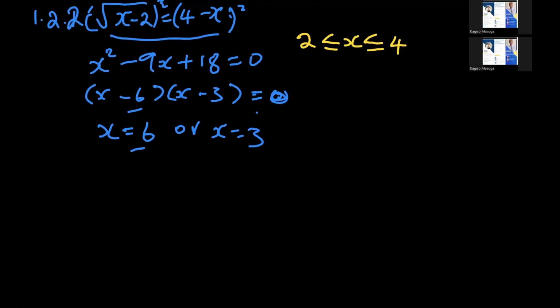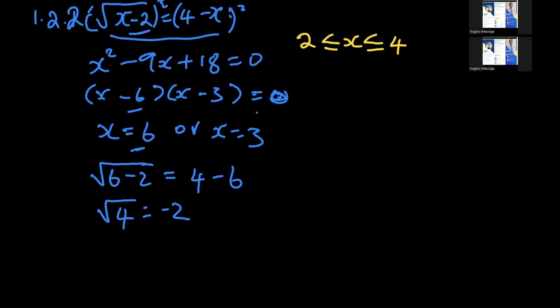We're going to substitute into the original equation to see. So we'll go to this equation over here. We'll say the square root of 6 now, because our x is 6, minus 2 equals 4 minus 6. So now we're left with 4 equals minus 2.